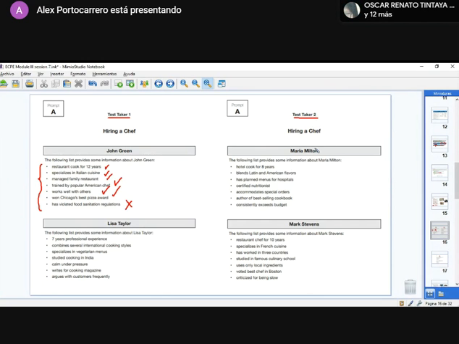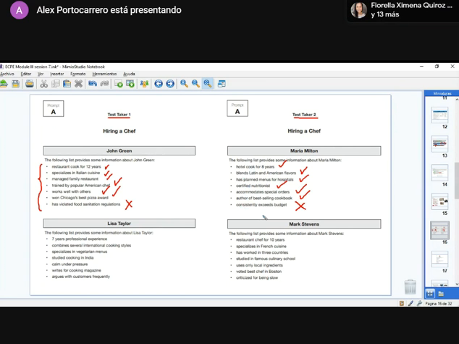Same story with test taker number 2. They have Maria Milton: hotel cook for 8 years, blends Latin American flavors, has planned menus for hospitals, certified nutritionist, accommodates special orders, author of best-selling books, consistently exceeds budget, right? So in your prompts, you will have to create two options for each of the test takers, six options in total, and each of the options should have a list like this, and should have a negative at the end.